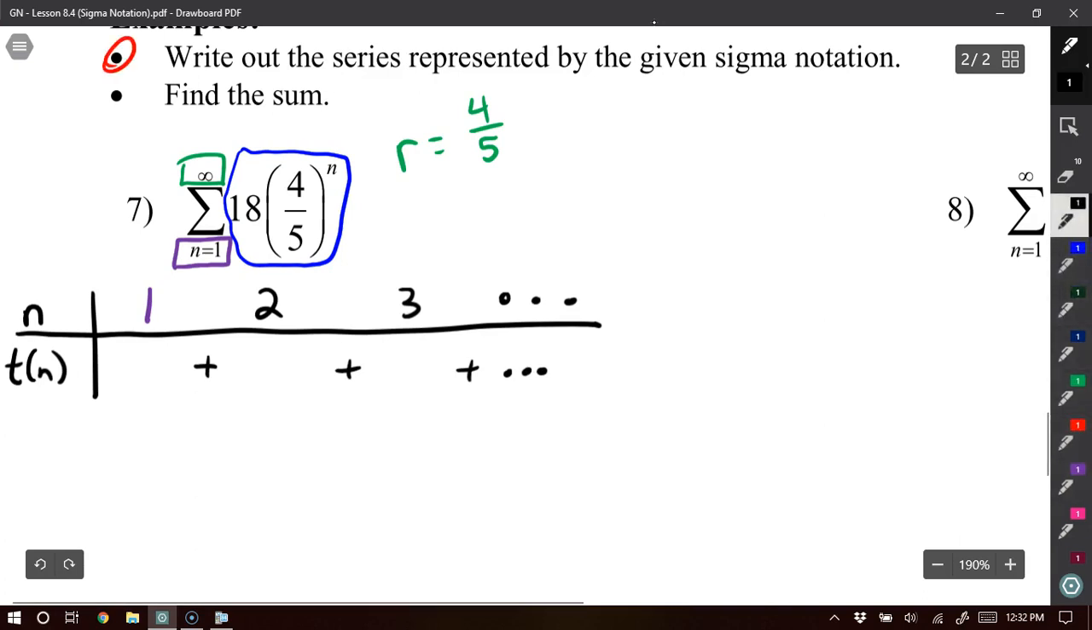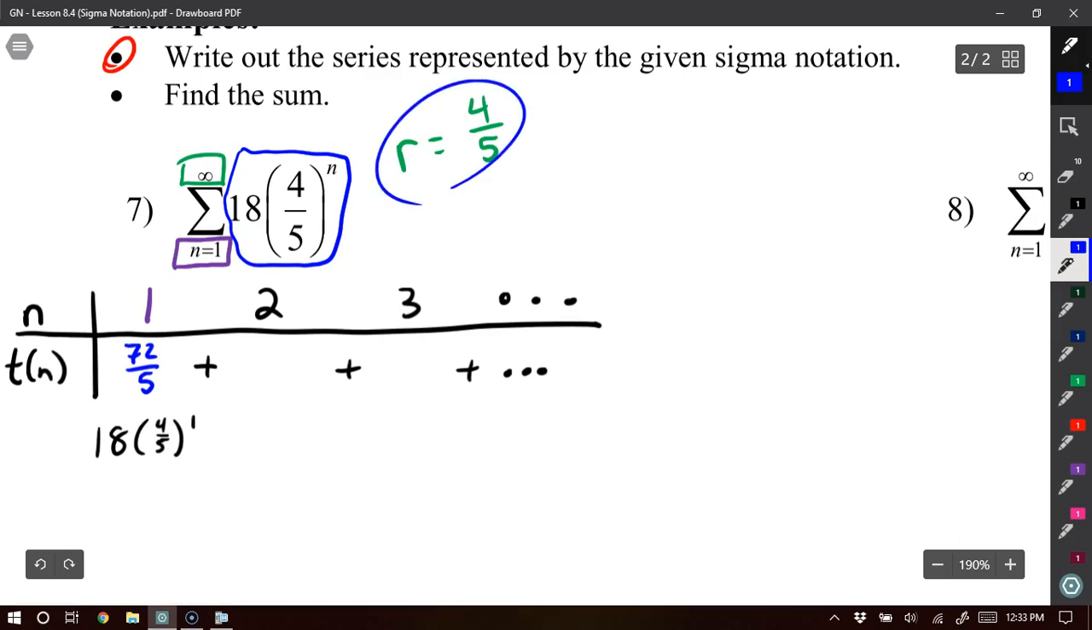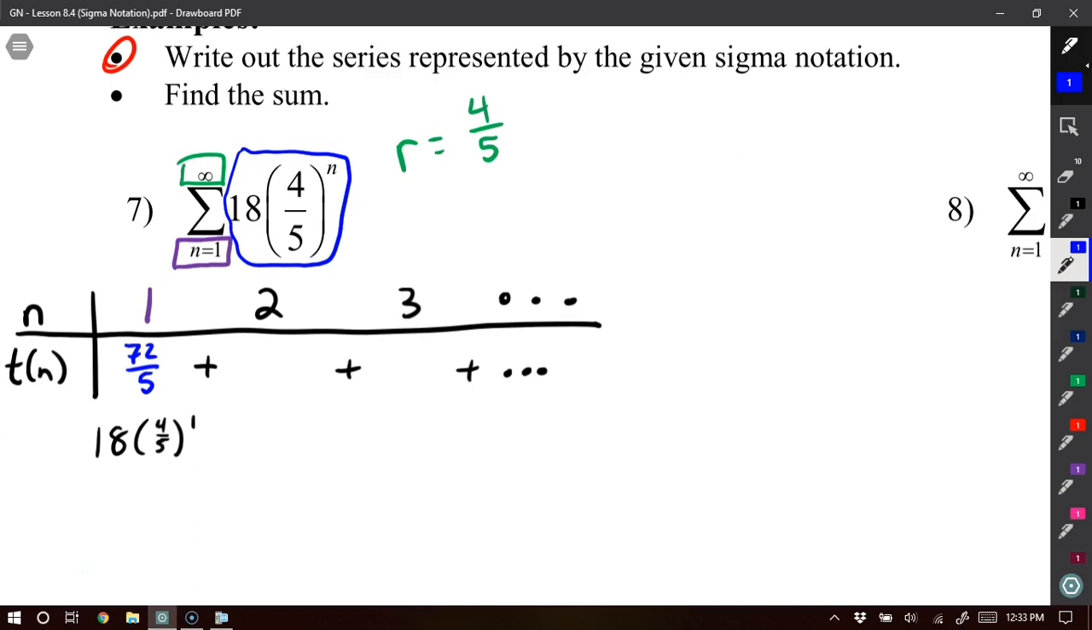So the first term, I'm going to plug in 1. So I have 18 times 4/5 to the first power on it. And if I do 18 times 4/5 to the first power, I'm going to get 72 fifths. Now here's where I like to use this idea of the ratio up here. When you're multiplying fractions, you just multiply the top and you multiply the bottom. So I'm going to take 72 times 4, and that's going to give me 288. And I'm going to take 5 times 5, which is 25.